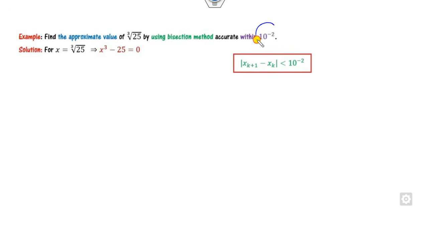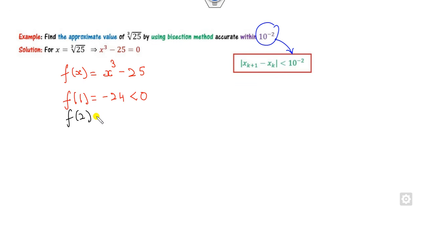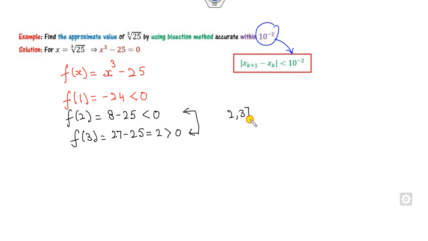Fine. Now again the error accuracy is given to you. So can you find the function? This is my f of x, x cube minus 25. So clearly f of 1 is minus 24, which is less than 0. What is f of 2? It is 8 minus 25, which is again less than 0. What is f of 3? It's 27 minus 25, it's 2, which is positive. So you can see the smallest interval is 2, 3.